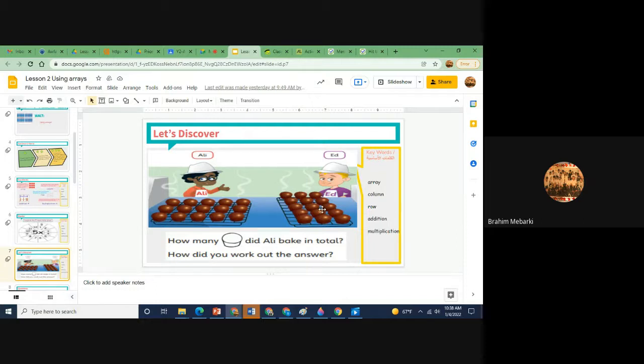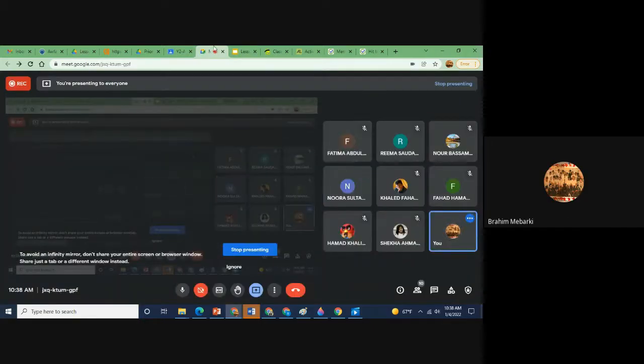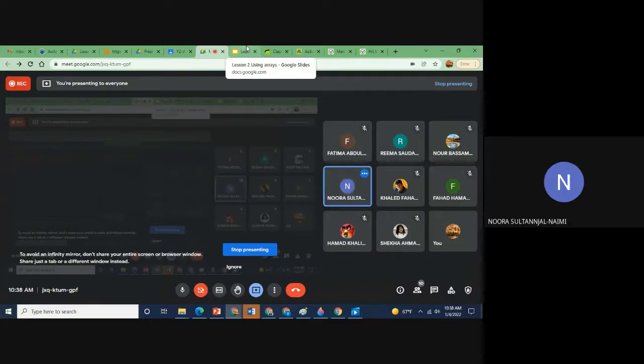It's the same thing. Here, we've got five columns and 3 rows, whereas here we have 3 columns and 5 rows. So it's the same thing.